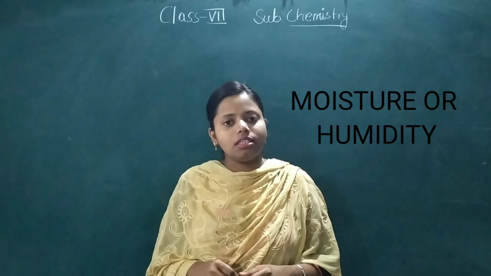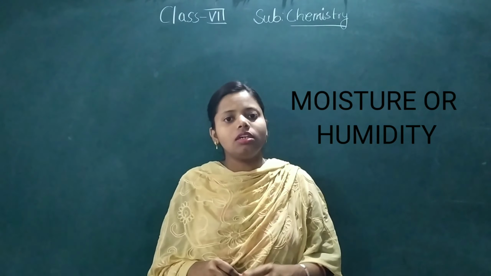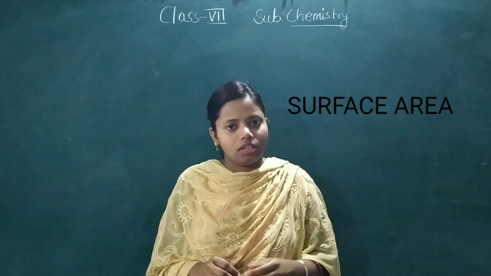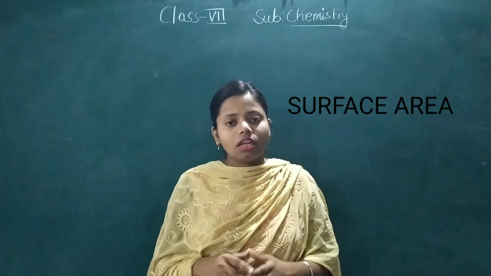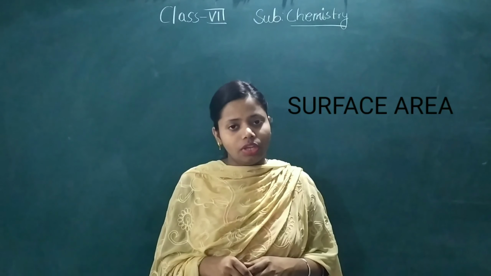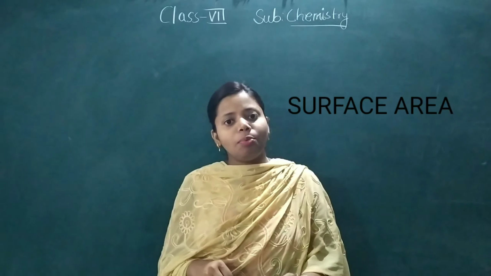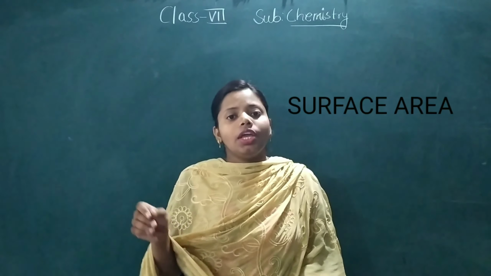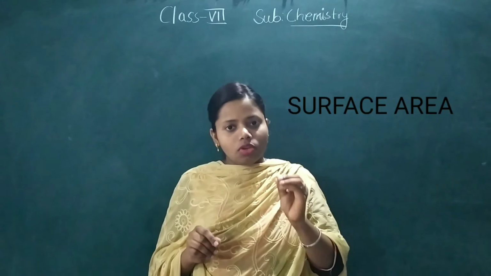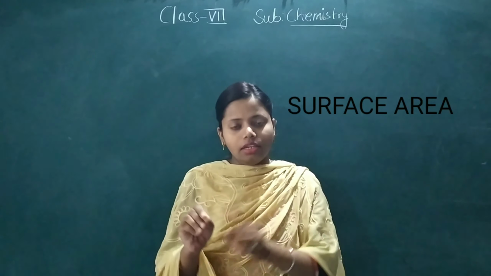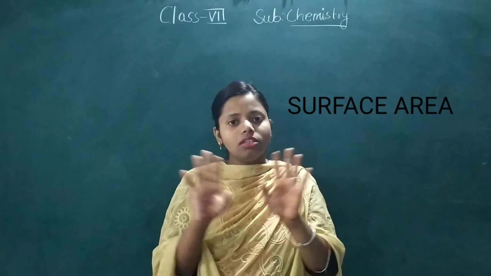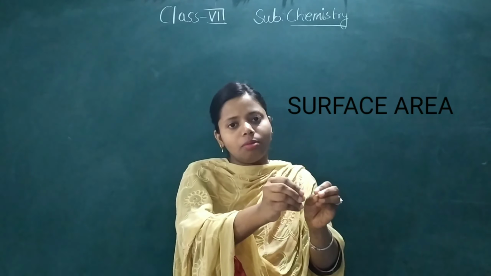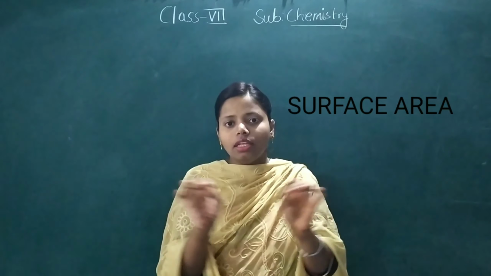Now let us see the third factor affecting the rate of evaporation. It is surface area. The larger the surface area, the higher will be the rate of evaporation. If the surface area is larger, the evaporation will be faster. When your mother washes the clothes and puts them to dry, how does she put them? She spreads them out and then she puts them. Or does she take the cloth out of the bucket and put it directly without spreading? No, she spreads it out and then puts the clothes.